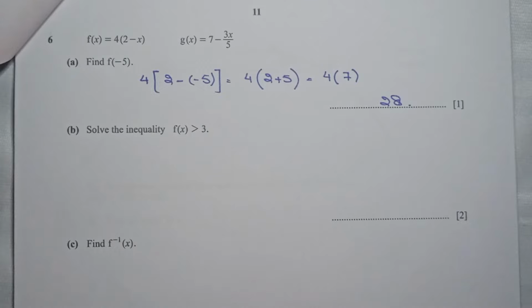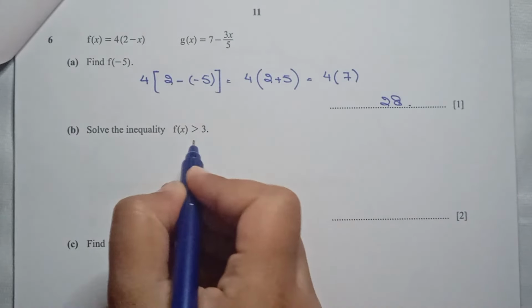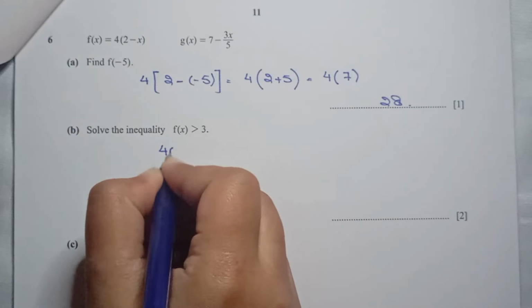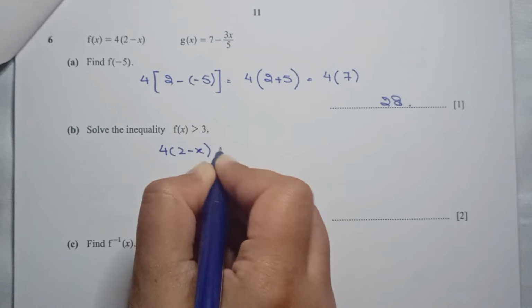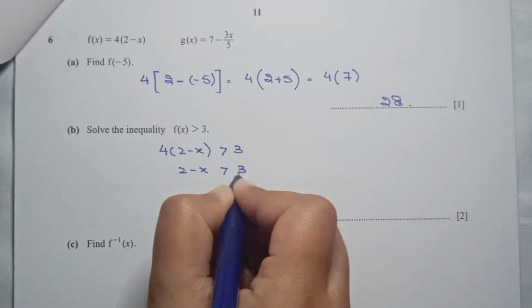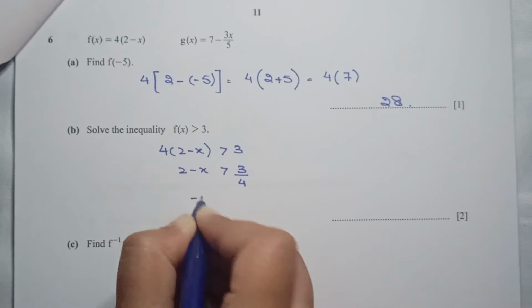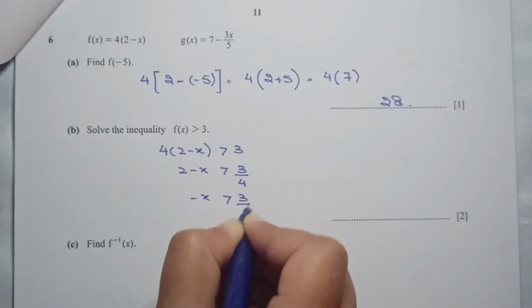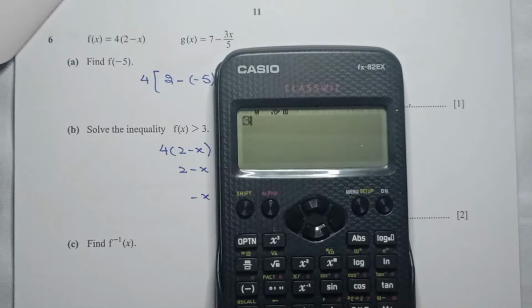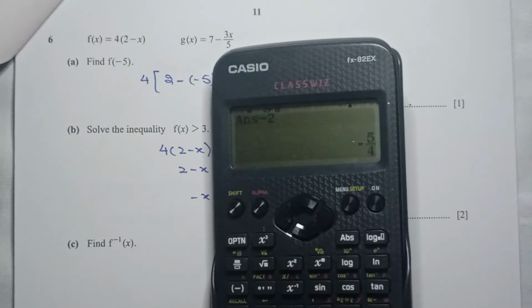Now for the B part, solve the inequality. F of x is greater than 3. So just put f of x over here. 4 into 2 minus x is greater than 3. 2 minus x is greater than 3 by 4. Minus x is greater than 3 by 4 minus 2. So we have 3 by 4 and subtract 2. It would be negative 5 by 4.